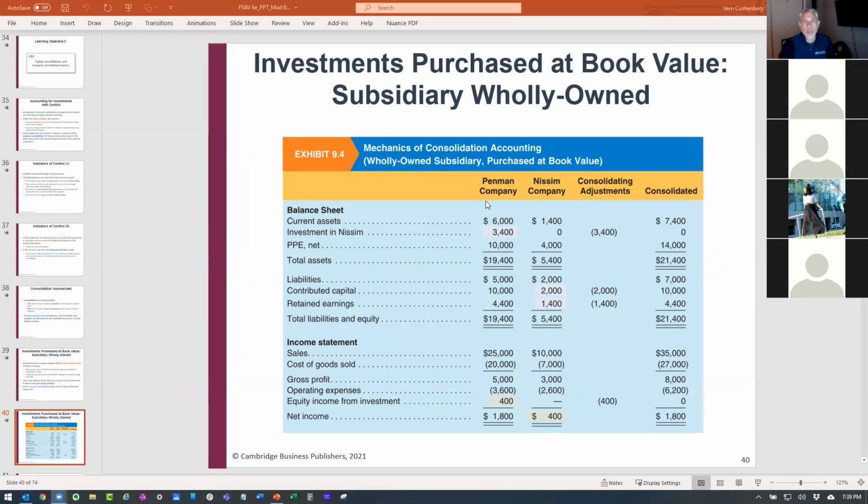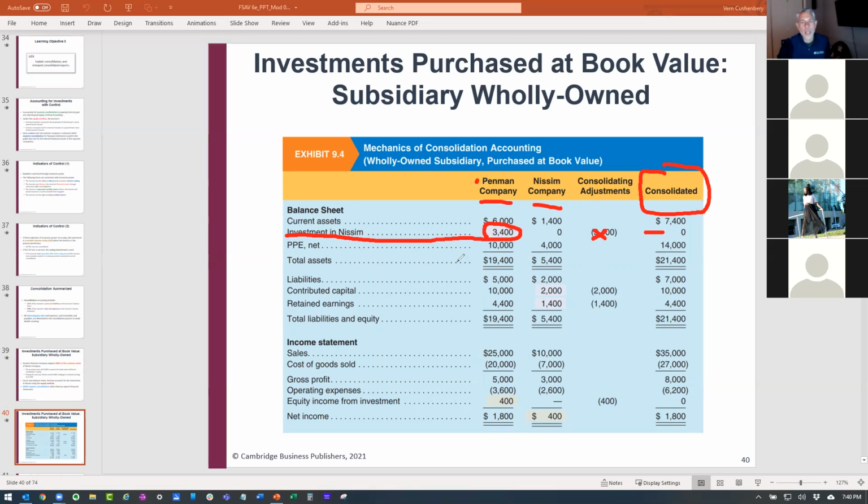Here's what that looks like. So we have Penman and NISM. We have the investment in NISM that shows up on Penman's balance sheet. We've got to get rid of that, because when we show this in a consolidated view, we just want the companies both together as one. We don't want one company showing an investment in another company. So we just eliminate that.